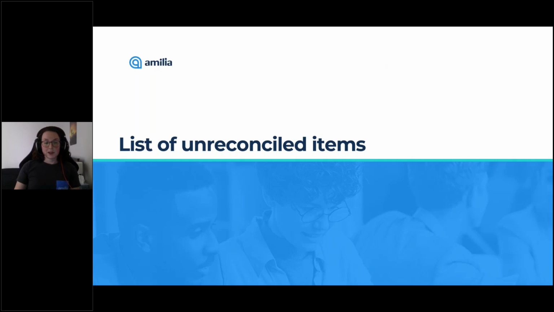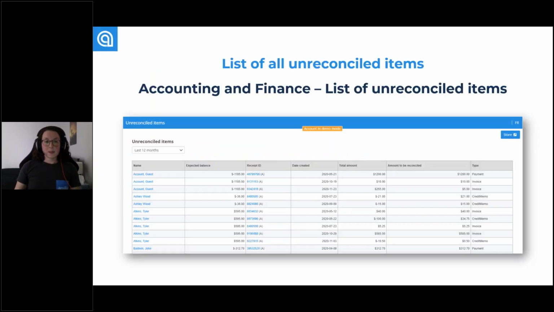So we can find a list of unreconciled items. This is held under the Accounting and Finance tab. The sub-tab is called Unreconciled Items. Here you'll see a list of all unreconciled items in your account. There is a little menu on the top here that we can use to filter different date ranges: the last month, 3, 6, 12, or per year.